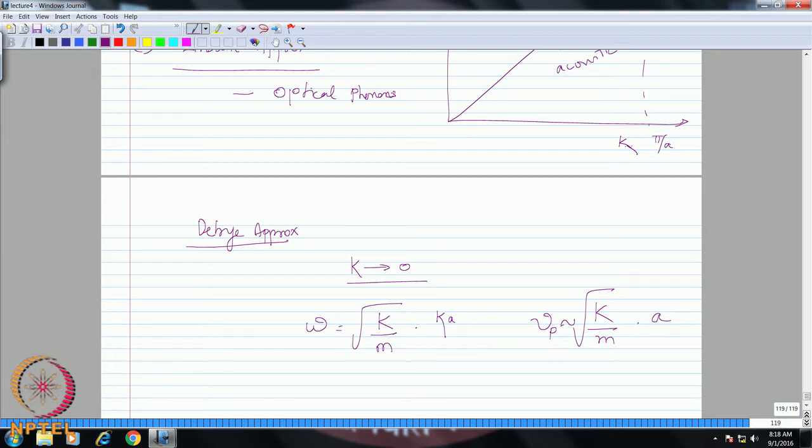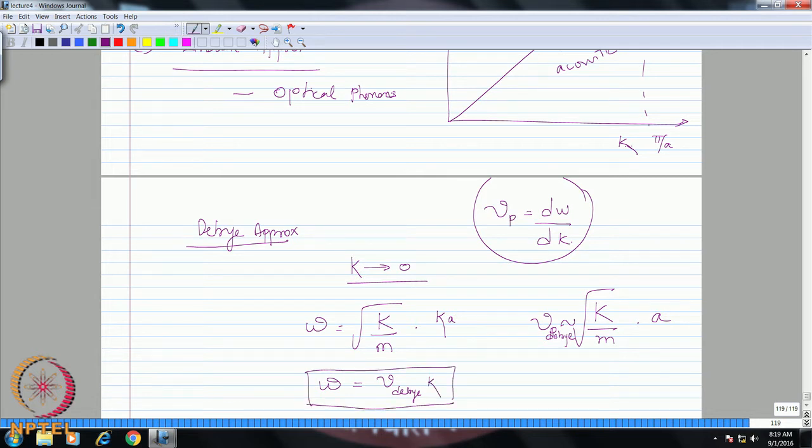To distinguish this from the actual phonon velocity, which we obtain by taking the slope of the dispersion, we are going to call this velocity the Debye velocity. Although this is also a velocity scale, this is not the exact phonon velocity that you obtain from this slope. Therefore, we will correct it, we will call this the Debye velocity, and therefore, your omega is equal to V Debye times kappa. So, this is your Debye approximation.